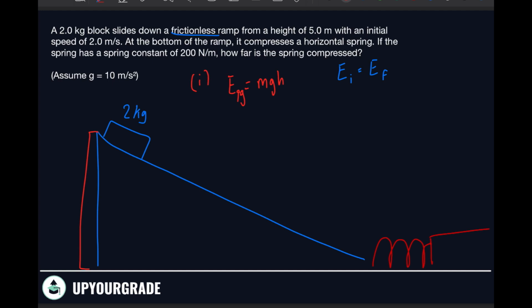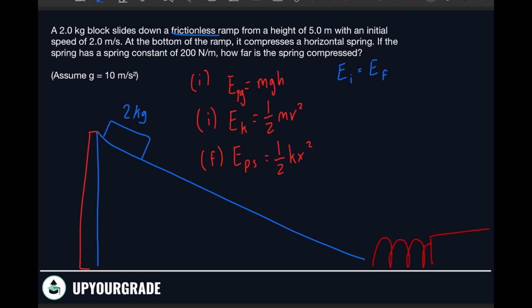We have one more type of energy that's also present at the start of the question, and that is the kinetic energy, because the box initially does have movement. It's moving with an initial speed of 2 meters per second. And the kinetic energy is equal to half mv squared. Now, what about at the end of the question? I'll write an F here for final. When the box slides down the ramp and compresses the spring, we see a potential spring energy. And that has an equation of half kx squared.